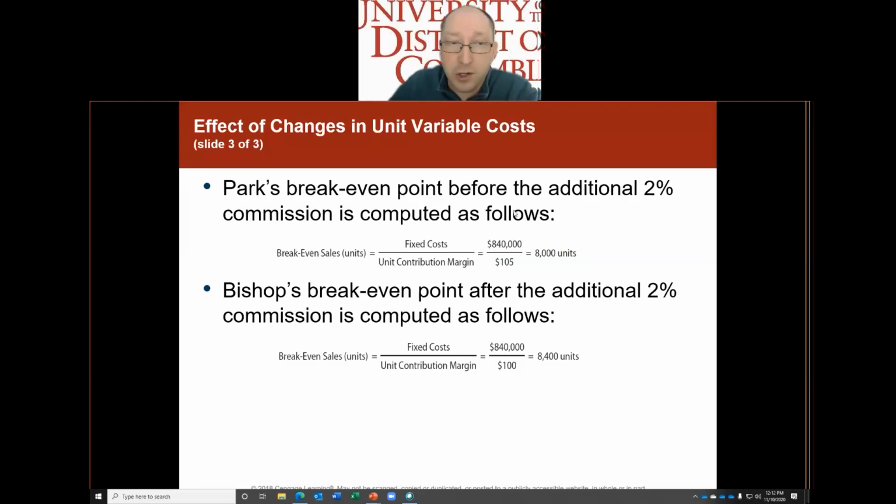So given the 2% increase in labor, fixed costs remain the same, $840,000, divided by my old contribution margin, 105, equals 8,000 units I need to sell to break even. Now I have an increase in the cost of labor. My fixed cost, 840,000, divided by my new unit contribution margin of $100, equals, I need to sell 8,400 units to break even. Good? Okay.